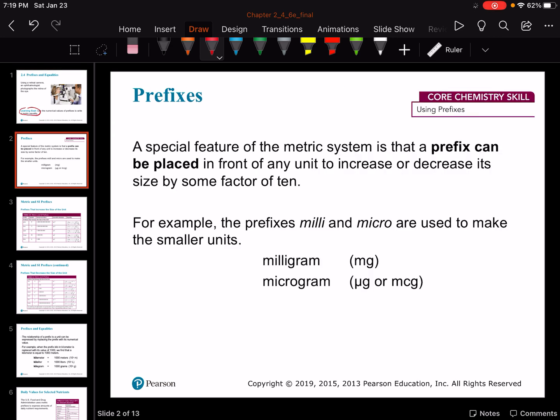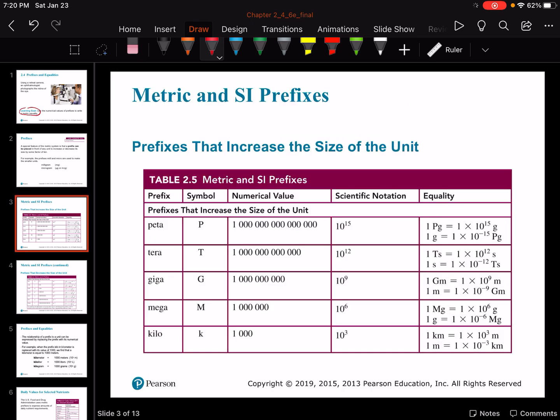First of all, the prefixes we're interested in are a special feature of the metric system, in that a prefix can be placed in front of any unit to increase or decrease its size by a factor of 10. For example, the milligram is like a gram, except it's smaller, right? So we use milli to mean something smaller and micro to mean something smaller yet. We'll show exactly what these values are in the next slide. So here's a bunch of examples.